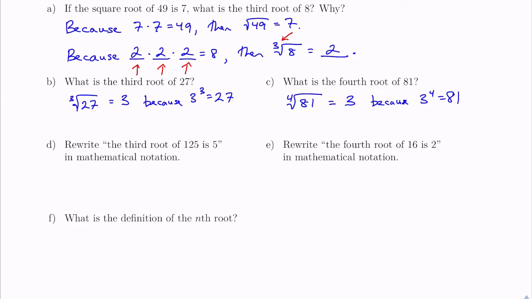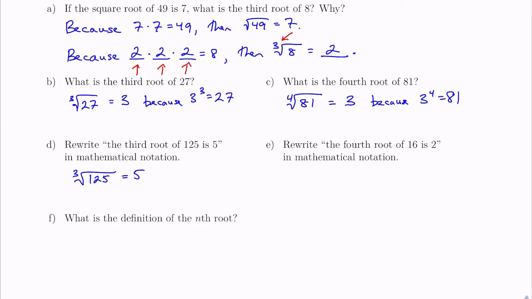In part D, we want to rewrite the third root of 125 is 5 in mathematical notation. So again, because we are dealing with a root, we will use the radical notation. Because we are taking the root of 125, that means 125 is under the radical. Because we are talking about the third root, we need to write the 3 as the index in the foot of the radical. And the third root of 125 is 5. So this third root of 125 equals 5. Again, the third root of 125 is 5 because 5 to the third power is 125.